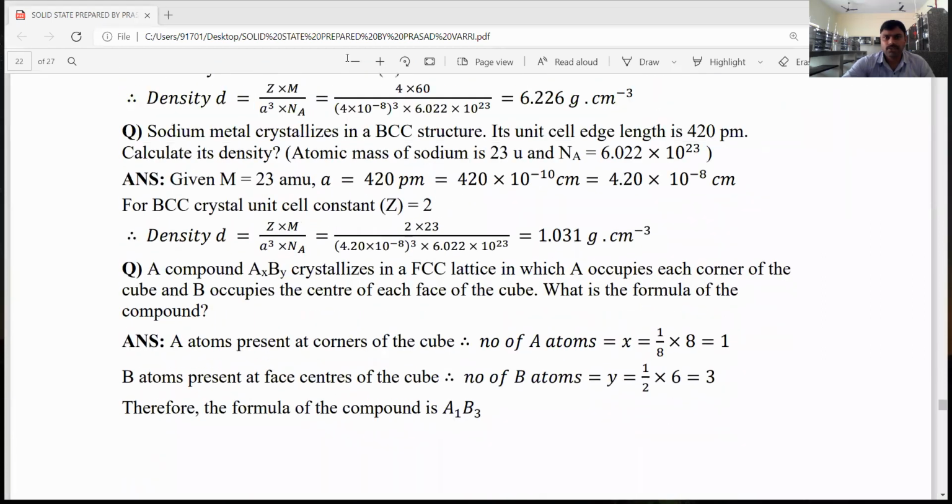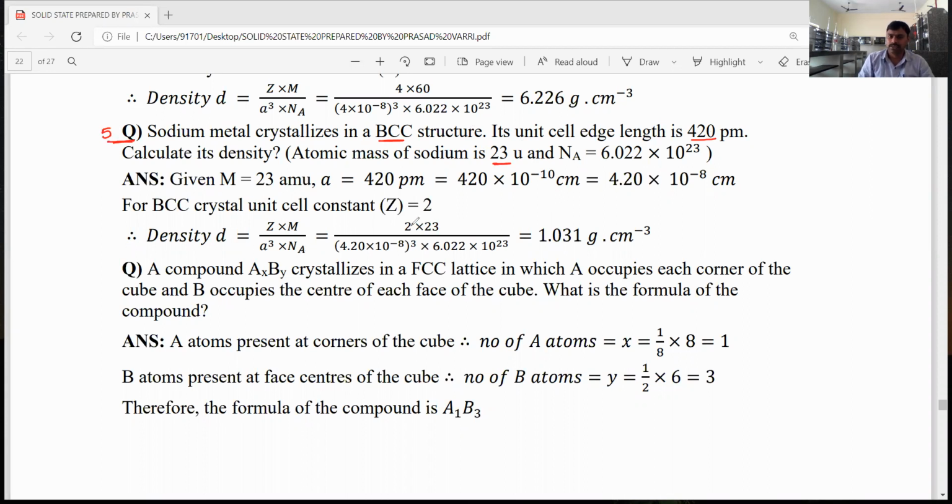What is the fifth question, dear students? The given fifth question is: sodium crystallizes in a BCC structure. For BCC, Z is equal to 2, and the edge length is 420 picometers. Calculate the density. The atomic mass of the element is also given, 23 U, that is 23 atomic mass units. Density is equal to Z into M by a cube into Na.